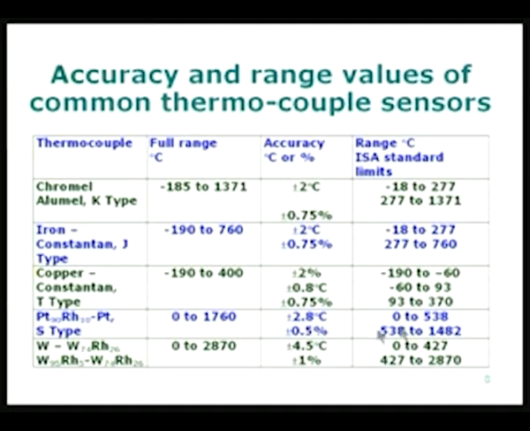Then there is a very special type of thermocouple which uses tungsten versus tungsten rhodium, different compositions: tungsten 95 rhodium 5, tungsten 74 rhodium 26, tungsten versus tungsten 74 rhodium 26. So these are two special thermocouple pairs. The range of temperatures is 0 to 2870, very high temperature. That is the advantage of this, and the accuracy obtainable is about plus or minus 5 degrees, 4.5 degrees, or plus or minus 1% depending on the range.